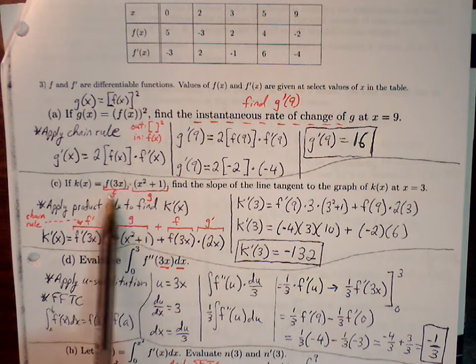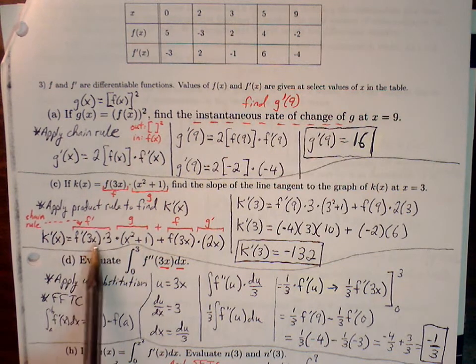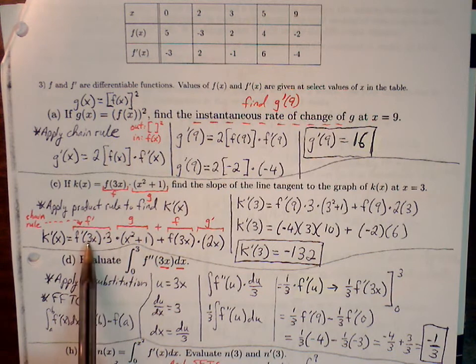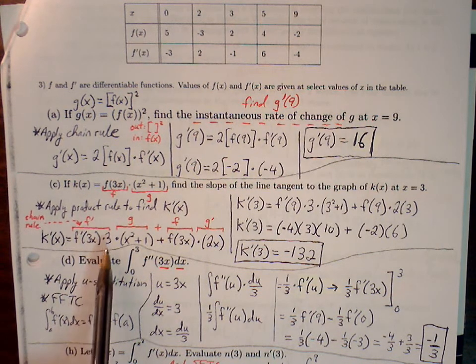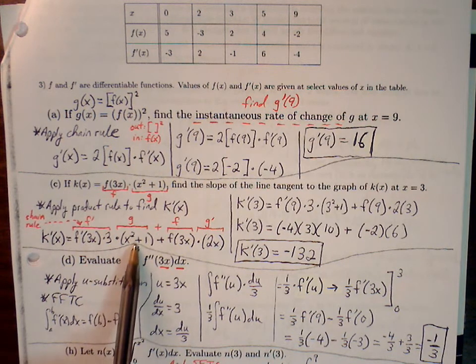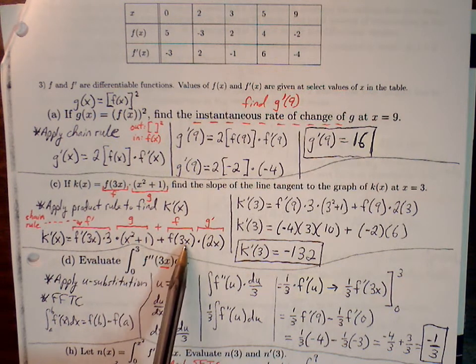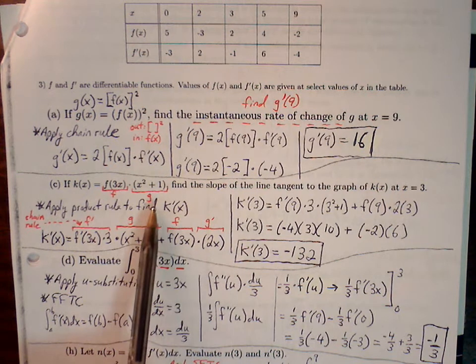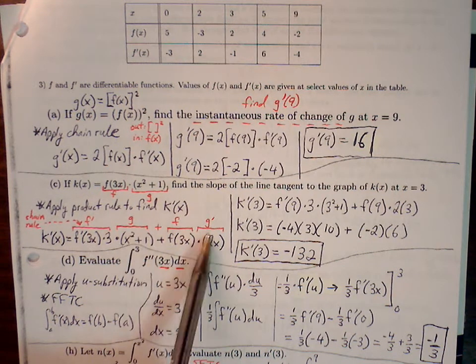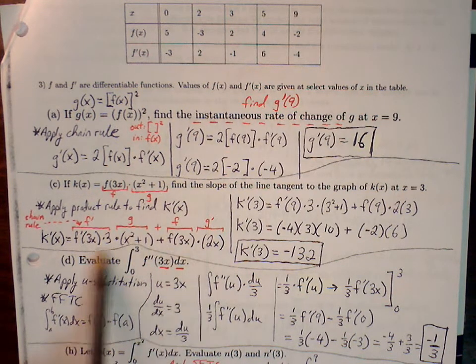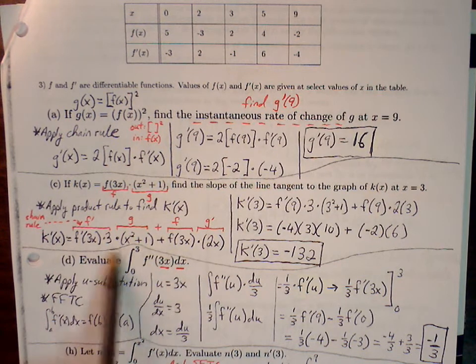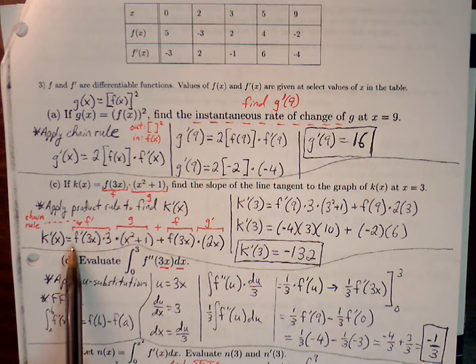So f of 3x, derivative becomes f prime of 3x times 3. There's another chain rule going on within this f of 3x we've got to take care of. Okay, moving on to the rest of product rule, times the g function, no changes, plus f function, no changes, times g's derivative, so x squared becomes 2x, 1 goes to 0. So now we have our derivative for k spelled out.